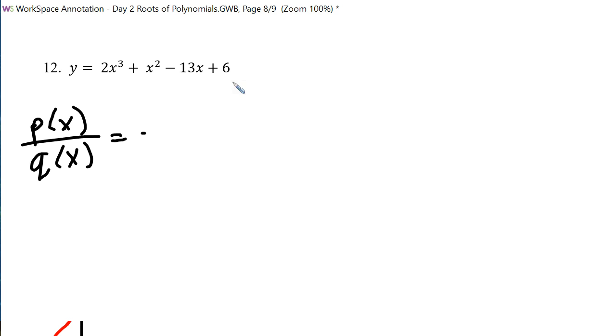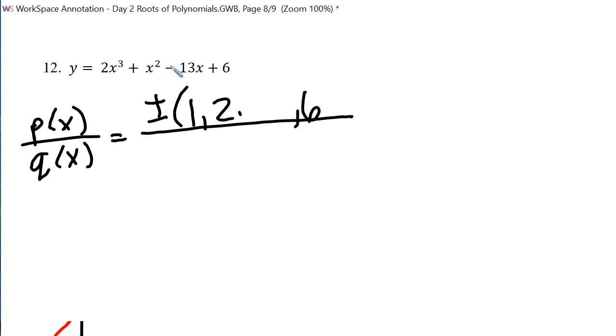And p of x are all the possible factors for the what? Constant. So my constant is 6. So factors of 6, I could have plus or minus 1 and 1 times 6, or I could have 2 times 3. Now for q of x, q of x are all the possible factors for what? The leading coefficient, and our leading coefficient is 2. So the only factors of 2 are 1 and 2.